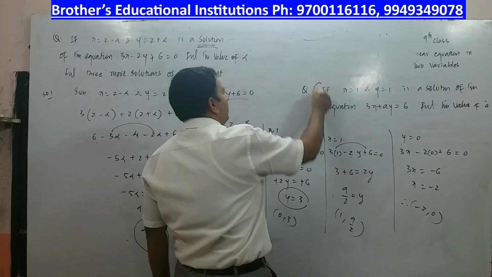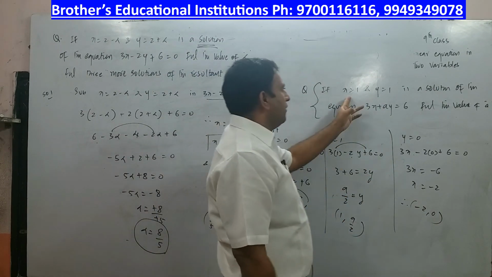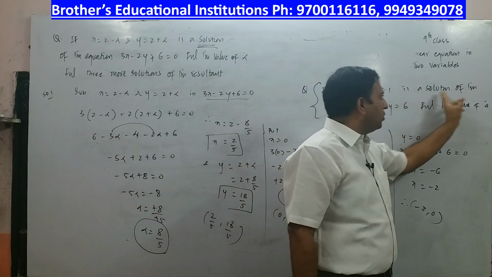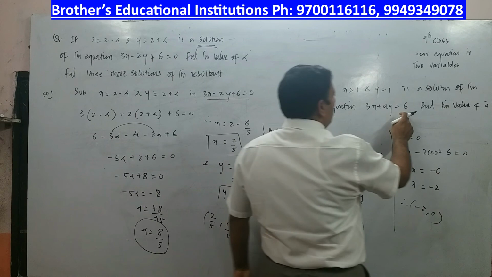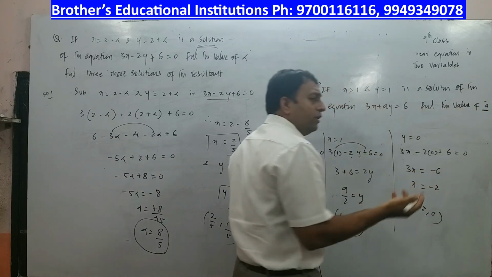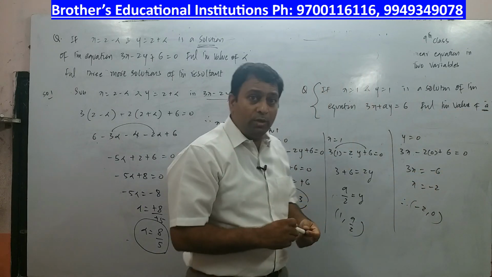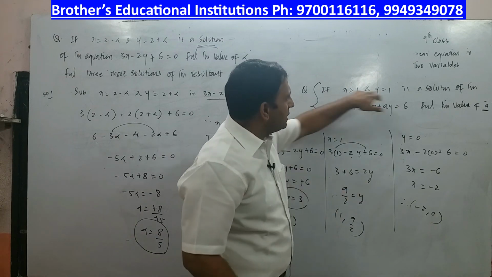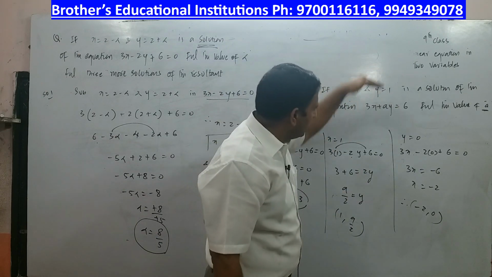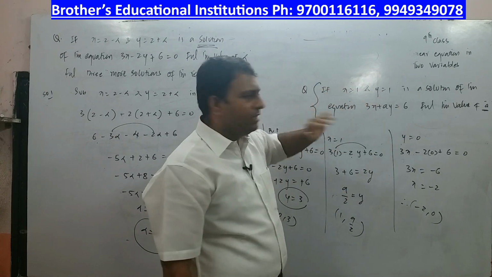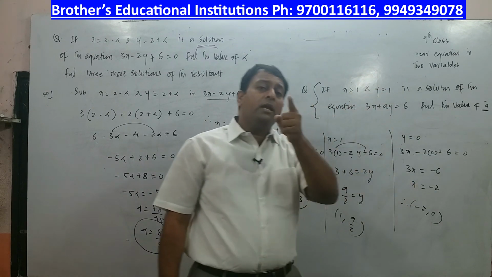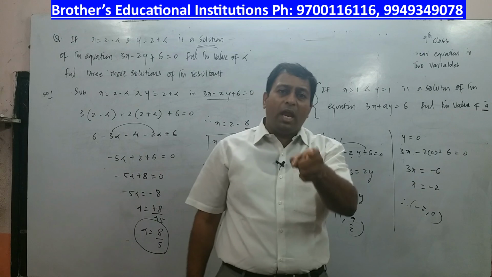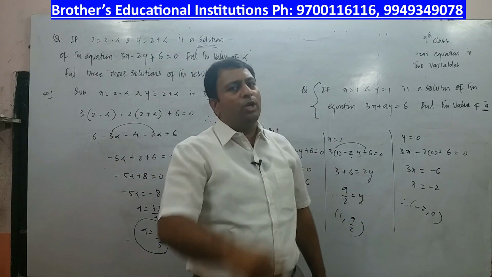Now children, there is one more question in front of you. If x is equal to 1, y is equal to 1 is a solution for the equation 3x plus ay is equal to 6, find the value of a. How will you do that? I am giving you a hint. I am not doing this problem. Since this is a solution, substitute the value of x and y. When you substitute the value of x and y, you will automatically get the value of a, and I want the value of a in the comment box. Let me see who answers that.